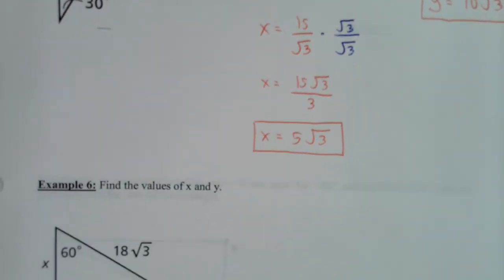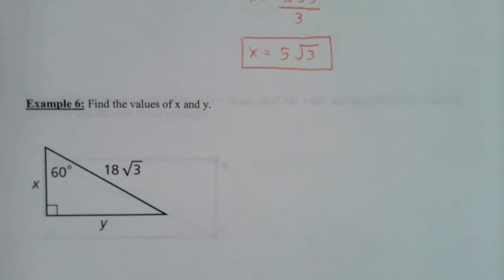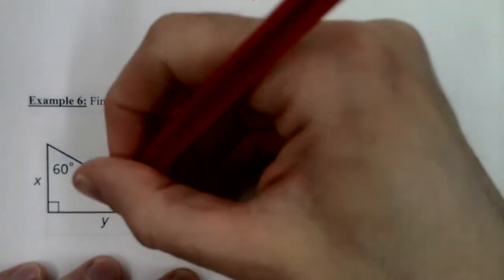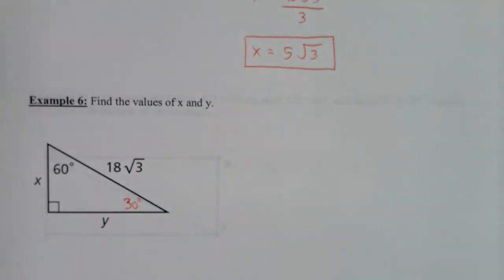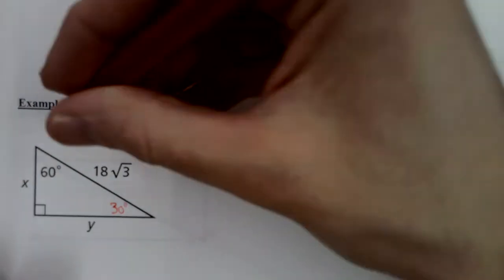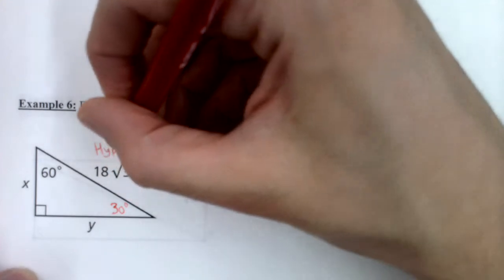For example 6, find the values of X and Y. So again, let me label. This is 30 degrees. It's not labeled, but you know it should be 30 because all the angles have to add up to 180 in a triangle. This is the hypotenuse. X is the short leg. And Y is the long leg.